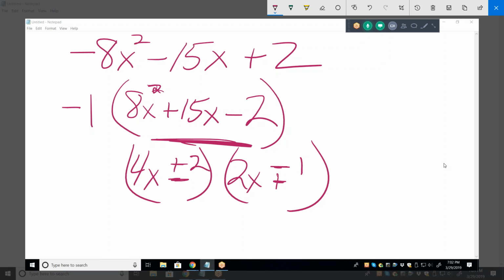It's either 2 and 1, 1 and 2, or 2 with the negative sign and 1, or 1 with the negative sign and 2. There are only 4 combinations. We are looking for the combination that produces 15x in the middle. Is this one going to do it? I don't think so, no. That's plus 4x. That's minus 4x. That gives you 0 in the middle.